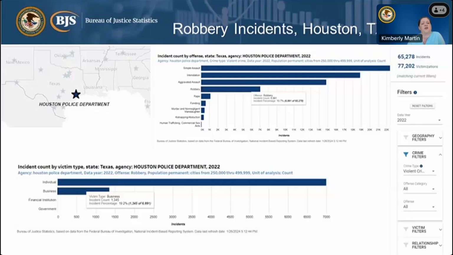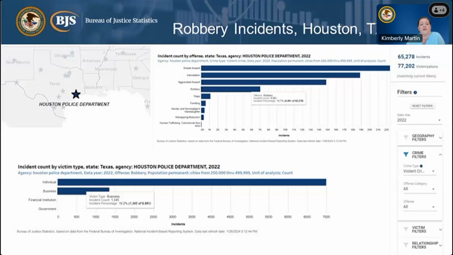So I just wanted to call out also that underneath, I clicked on robbery right here, as you can see, just so I could see what share of all violent crime robbery consists of, what kind of volume Houston PD is working with on robbery versus other types of violent crimes. And what you can see is that businesses make up a substantial portion of the victims there.